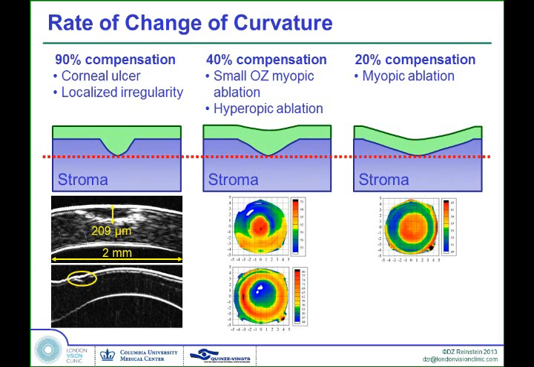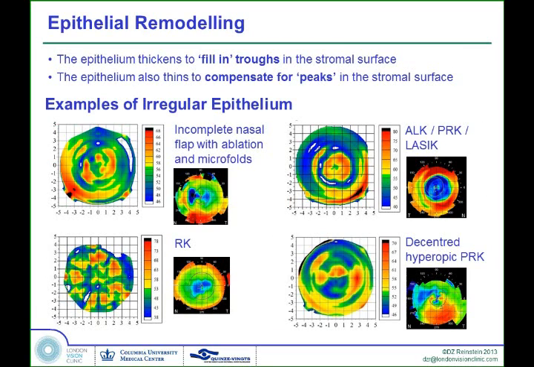Now, therefore, if we have highly irregular stromal surfaces, like for example, here's a case with an incomplete nasal flap and lots of microfolds in the cornea, so there's a lot of irregularities on the epithelium, on the stromal surface.